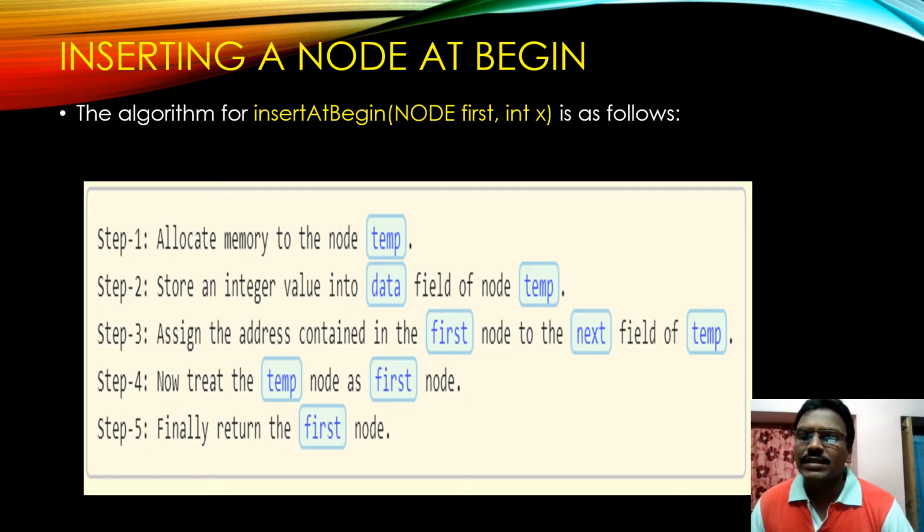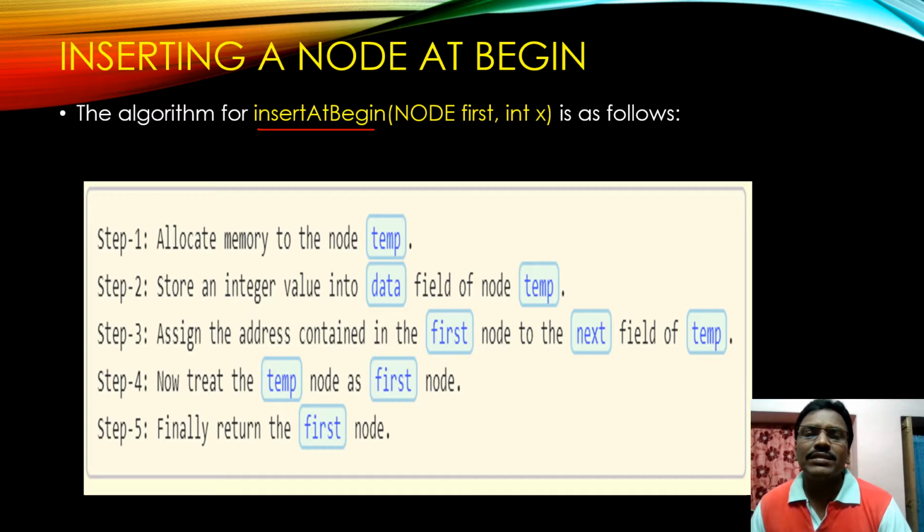Insertion in a single linked list. Insertions are possible in three ways: insertion of a node at the beginning, insertion of a node at the end, and insertion of a node at a particular position. Now, first of all, insert a node at the beginning. The algorithm for insertion at the beginning is in a function.